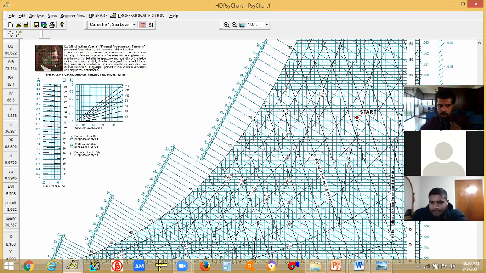When I click or point the cursor there, you can see the properties on the left side also. Putting the cursor on the center, you will get RH 45, dry bulb 95, wet bulb 77, like that. You can see it on the left side here. So you got that.